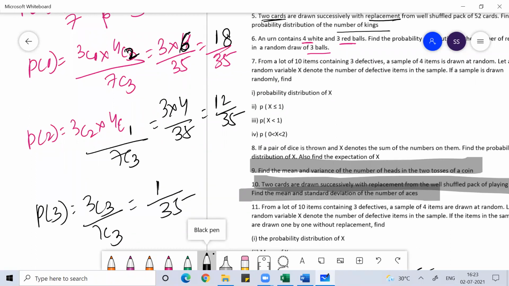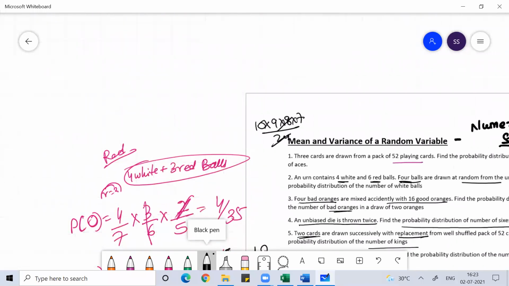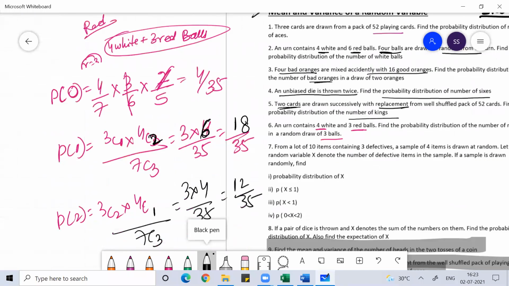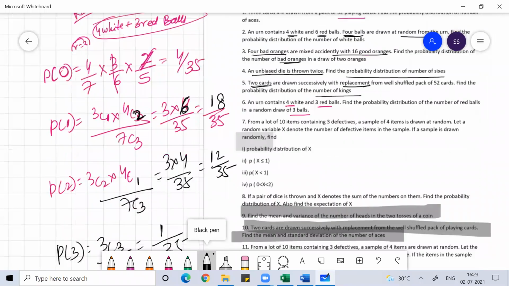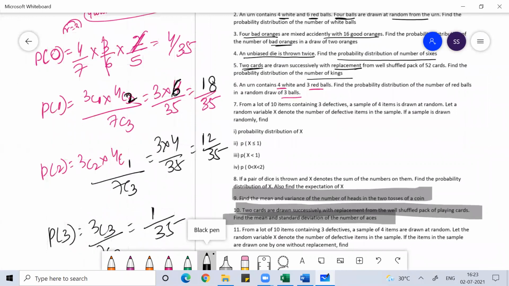Now if you do the sum of all probabilities, it should be equal to 1. You can check that. So 4 plus 18, 22, 22 plus 12 is 34, 34 plus 1, 35. So you can see that you are getting 35 by 35.